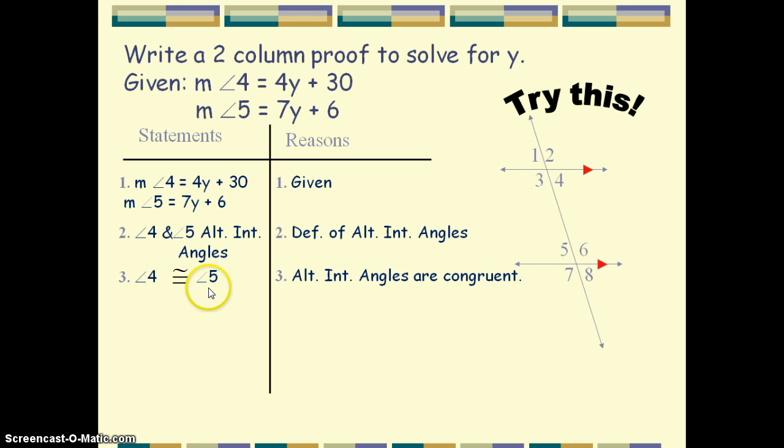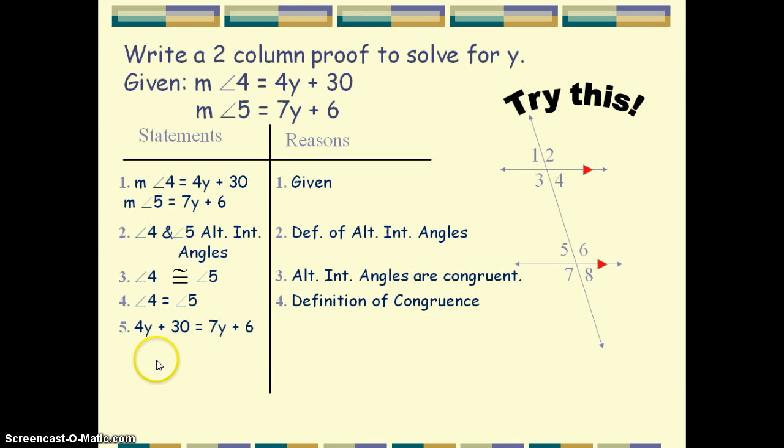Now that I have that these two are congruent, I'm working my way to solving for y. So my next statement says that angle 4 is equal to angle 5. The reason I can go from congruent to equal is using the definition of congruence. Now that I'm setting their measures equal, let's go ahead and plug in what they're actually equal to. So we're going to have 4y plus 30 is equal to 7y plus 6. This is using substitution. And now I have that equation to solve for y.